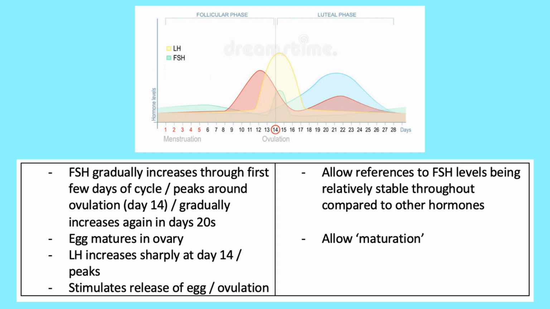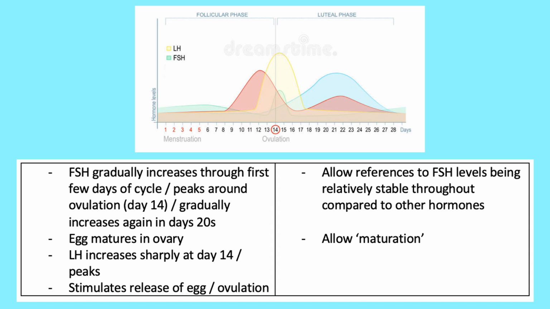We start by looking at FSH, we're looking at the green parts of the graph. We can see that it gradually increases from day 1 to around 6. Then it sort of plateaus a bit. Then there's a big peak at day 14, and then again it plateaus before gradually increasing in the 20 days, so between like day 20 and day 28.